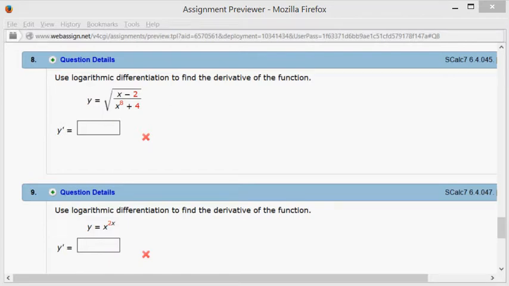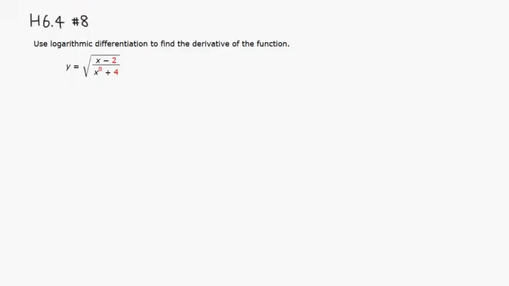Let's look at homework 6.4, problem number 8. We're going to use log differentiation to find the derivative of this function. So let's do that. First, we're going to take the natural log of both sides.